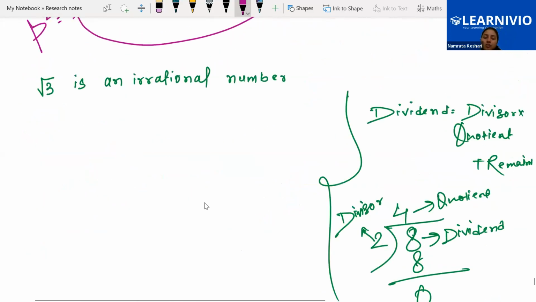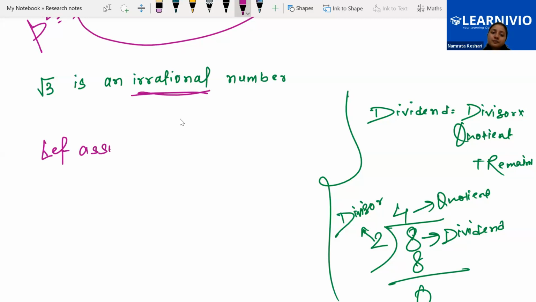Okay, let's prove that root 3 is an irrational number. Since we have to prove that root 3 is an irrational number, at first we will be taking the contradiction method, and there we will be considering that root 3 is a rational number. That's what we are going to consider at first. Irrational we have to prove, then the reverse we will be assuming, and then at last we will be saying that whatever we have taken as an assumption is incorrect. Our assumption is incorrect.